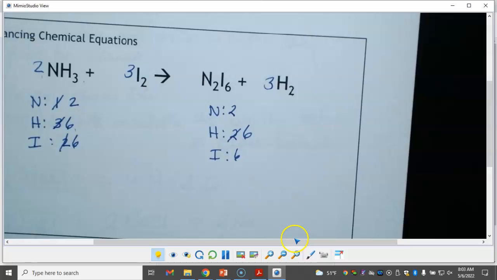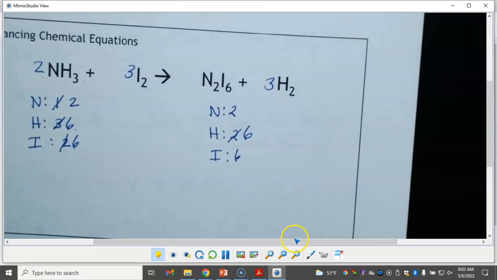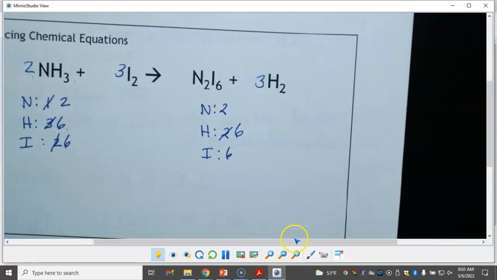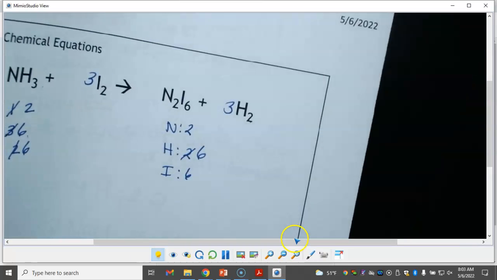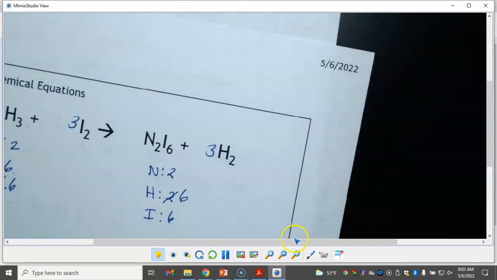Not too bad? Okay. I want to look at one that we did yesterday, or 2 days ago. That is already in your notes. You're more than welcome to rewrite it out. Let me see if I've got it here. I want to look at balancing with polyatomic ions. There's 2 ways you can do this.